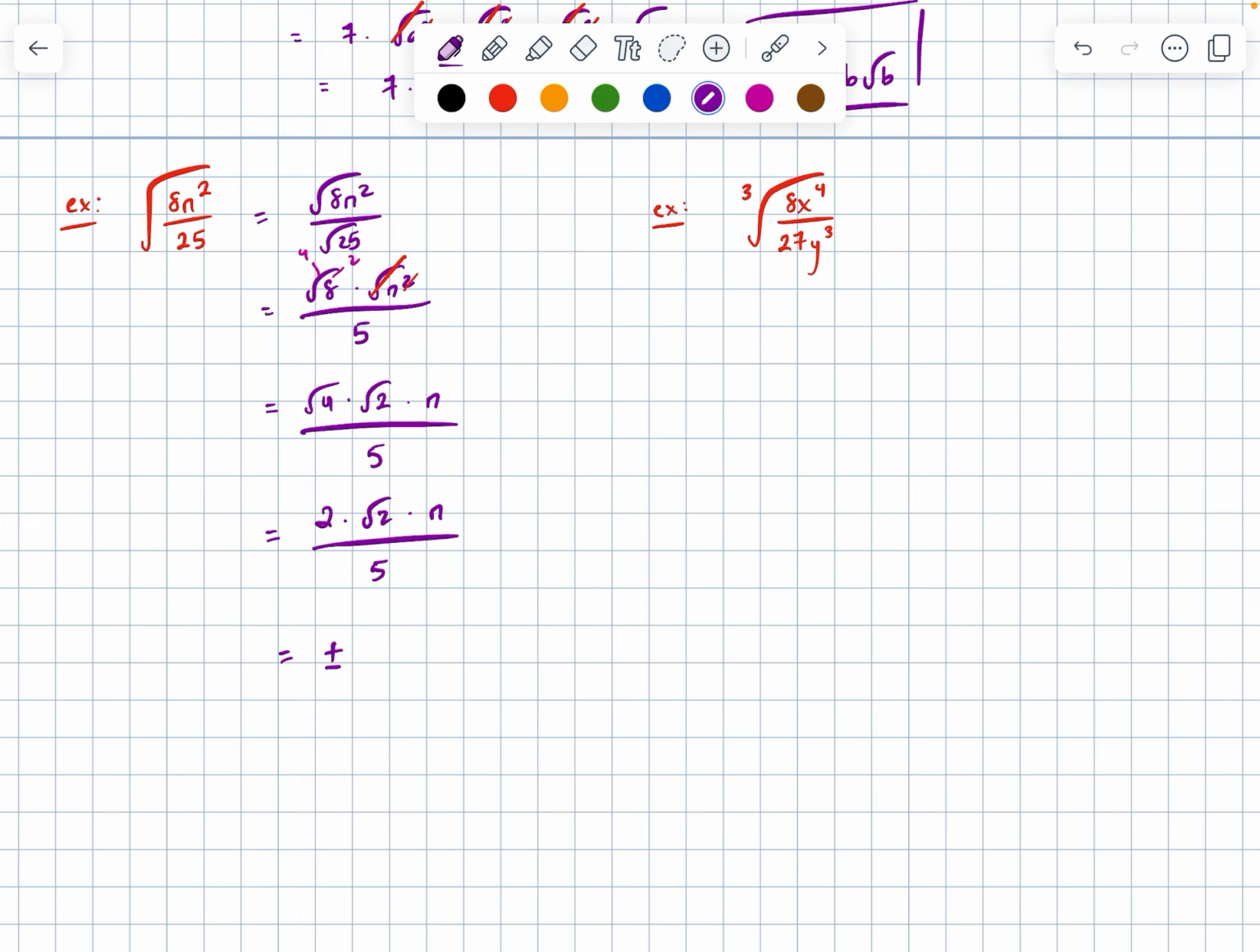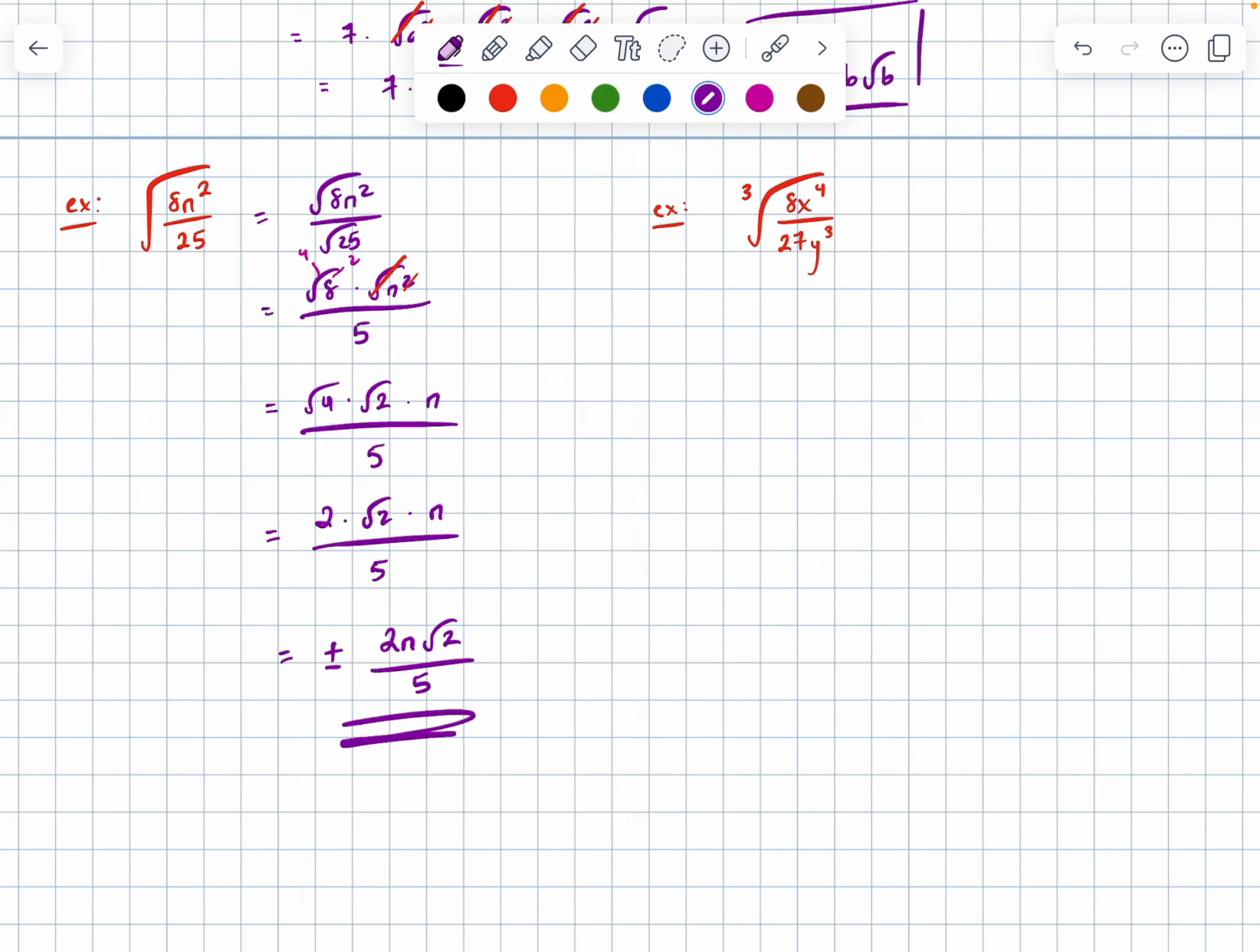Let me now just figure out the best order to put the things in the numerator in. Well, I'll add in my plus or minus because I took some square roots. By convention, we know that usually the number goes first, followed by the variable, and then at the end, any roots that we're left with. So plus or minus 2n root 2 over 5 is my final answer.